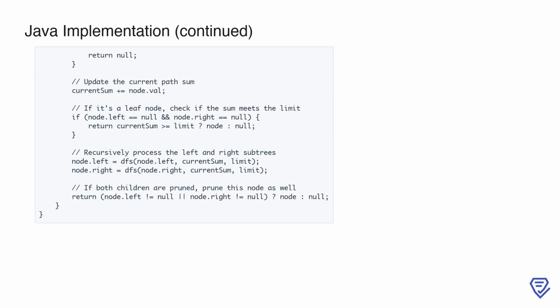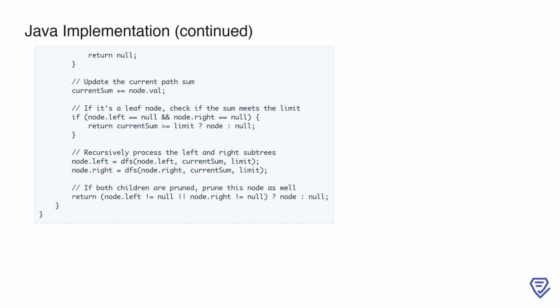Now, the DFS function continues by updating the current path sum with the value of the current node. If the node is a leaf, meaning it has no left or right children, we check whether the accumulated sum meets or exceeds the limit. If it does, we retain the node, otherwise, we prune it by returning null. For non-leaf nodes, we recursively call DFS on both the left and right child nodes, updating them in the process.